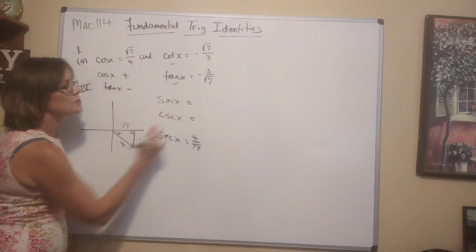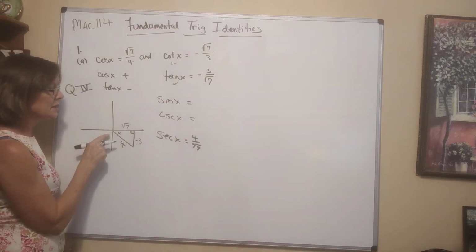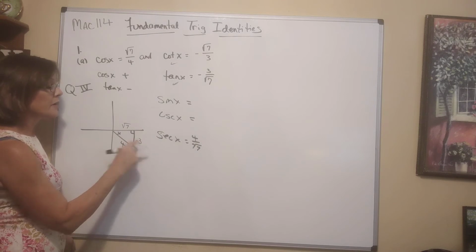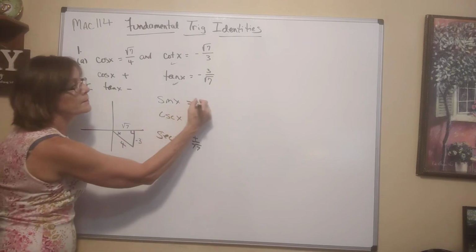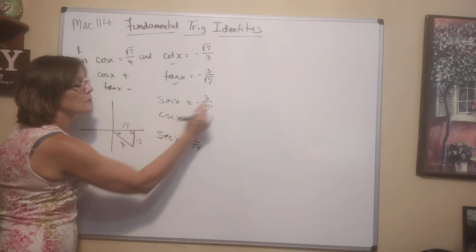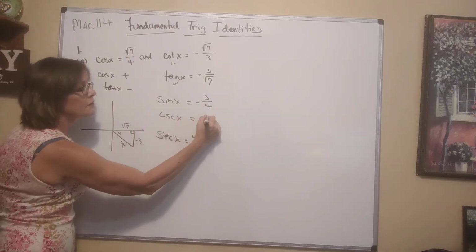Okay. Let's use our triangle for the sine. Sine is opposite over hypotenuse, negative 3 over 4. Cosecant is the reciprocal of sine, negative 4 over 3.